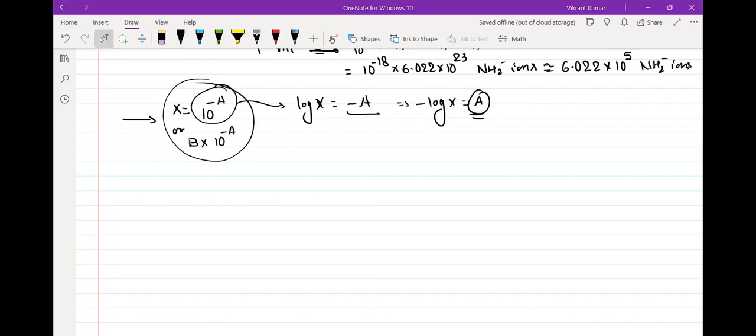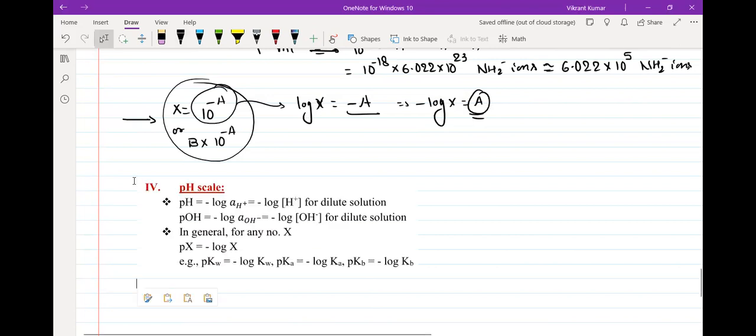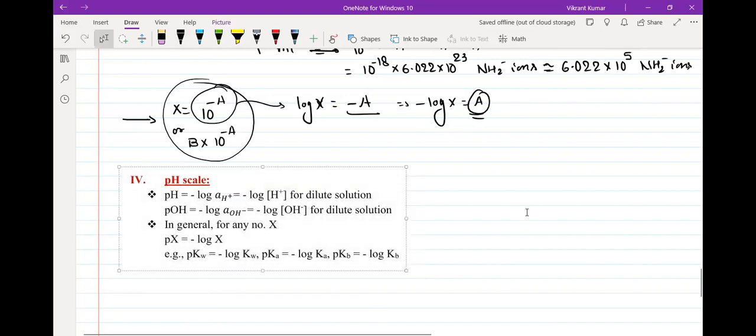So when we are talking about the pH scale, what does it mean? It says if you are getting a number x, minus log of x will be called p of that x. So for H plus, because in water we are going to get H plus and OH minus a lot, that's why pH is defined as minus log of active mass of H plus. That active mass of H plus will also be equal to molarity, but for dilute solutions.